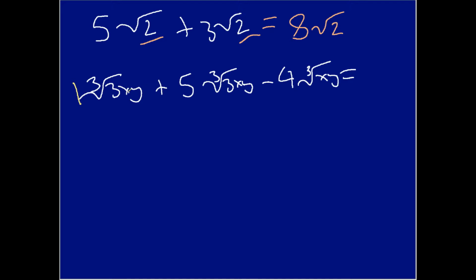And why do we do that? Because we have the same index in each example and we have the same radical inside each example. That's how it works out. So our answer would be 1 plus 5 minus 4, which is 2 cube root 3xy. Very simple so far.